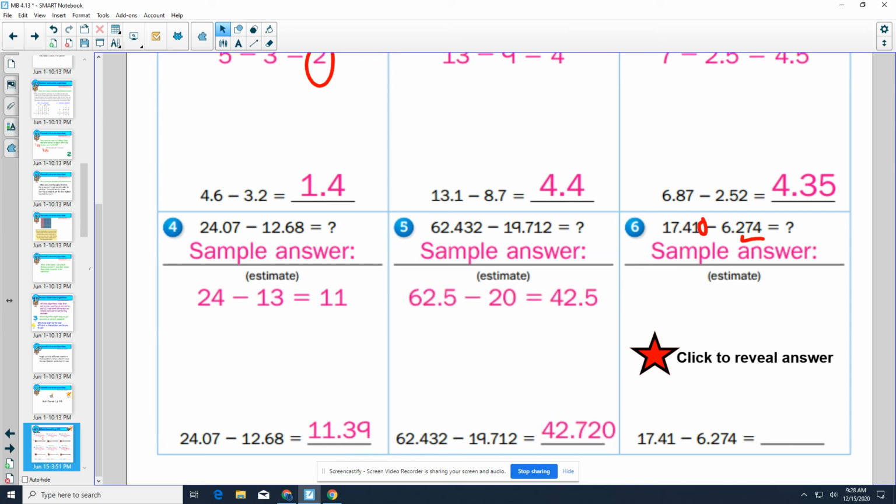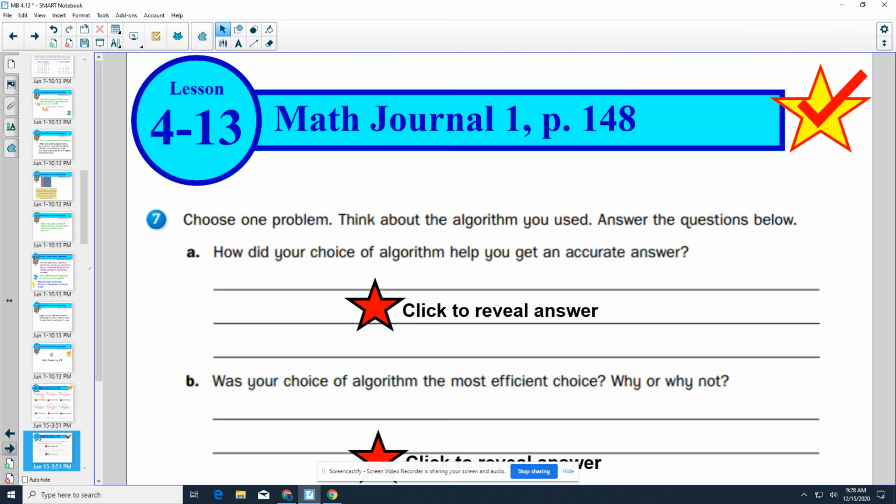Here we can see they did 62.5 from a whole number of 20. And it showed their answer as being reasonable. And then our last one, they did 2 whole numbers and found their answer was reasonable. Again, your estimate being close to your actual answer doesn't always mean that it is correct. It just means that it's reasonable.